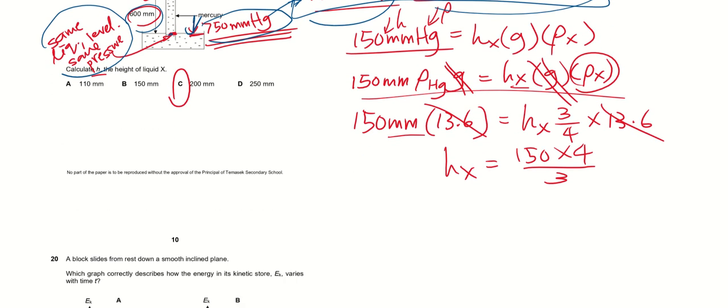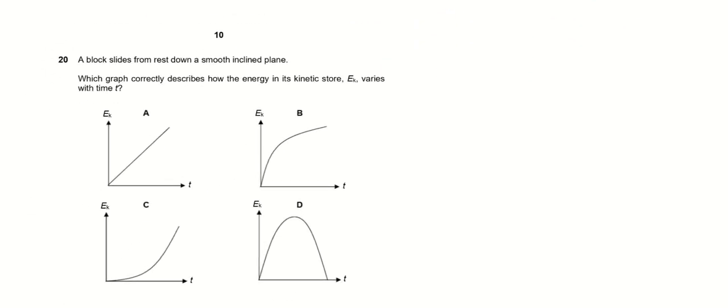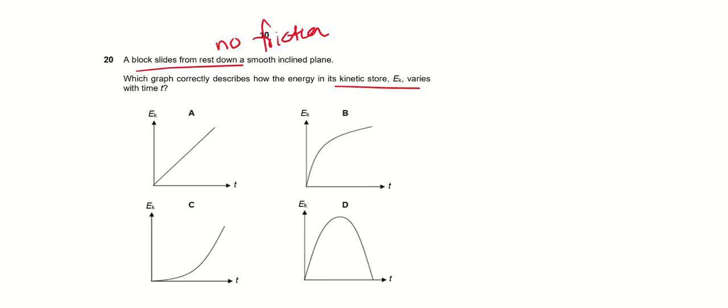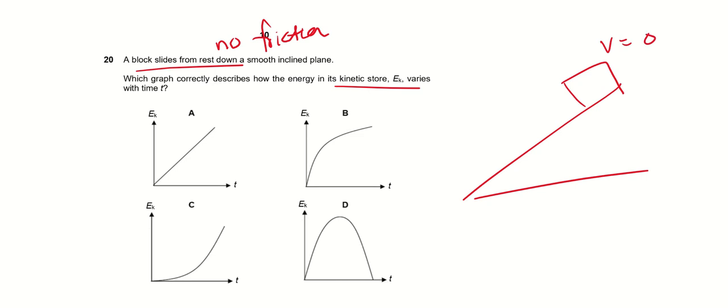Question 20: a block slides from rest down a smooth inclined plane. That means there's no friction. Which graph correctly describes how the energy in its kinetic store, EK, varies with time? It slides from rest, so initially the speed is 0. Initial speed is 0, which means the KE is 0 at the start. So it should be like that. All correct. Then when it slides down, KE's formula is half mv squared.